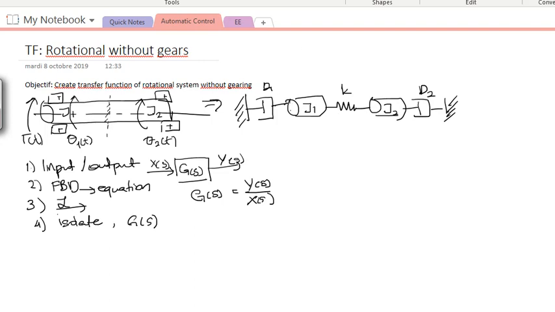So we start with the first one. What is the input of this system? So the input, yeah, I forgot to put the forces and the angular position. So we have an input of torque Tt on J1, and then it creates angular displacements of theta 1 and theta 2t, right?